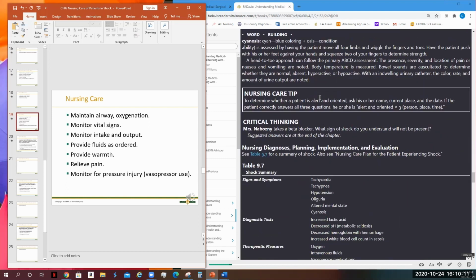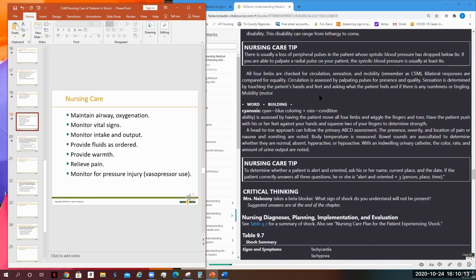Nursing care tip. Oh, wait a minute. Hold on. Wait a minute. Here we go. Let's skip here.